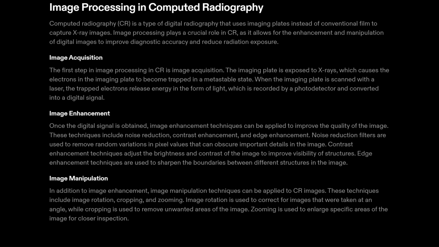so that it might affect the details of the image. The contrast enhancement technique adjusts the brightness and contrast of the image to improve the visibility of structures. The edge enhancement techniques are used to sharpen the boundaries between different structures in the image. Image manipulation. In addition to image enhancement, these techniques can be applied to the CR images: image rotation, cropping, and zooming. The image rotation is to correct images that have not been taken at the correct angle, while the cropping is to remove unwanted areas of the image, and zooming is to enlarge a specific area for closer inspection.